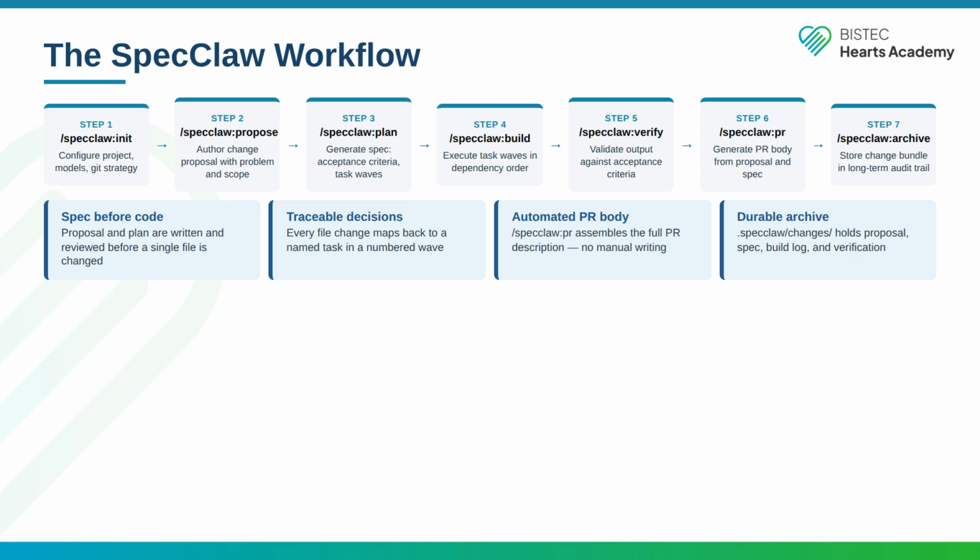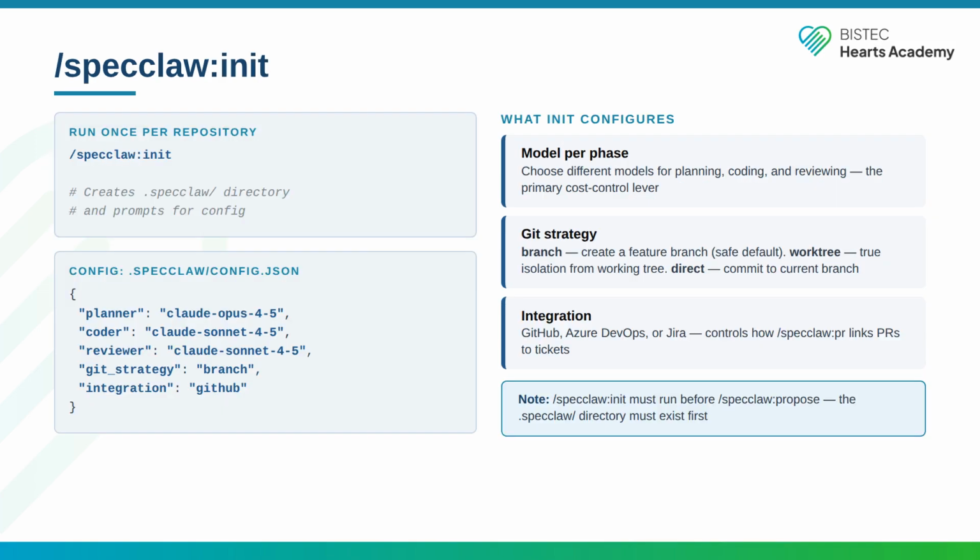4 properties run through the entire workflow: spec before code, traceable decisions, automated PR body, and a durable archive. Each step produces a file that the next step reads. There is no step that requires information outside the spec. You run /SpecClaw init once per repository. It creates the .speclaw directory and prompts you for 3 configuration choices that live in .speclaw/config.yaml.